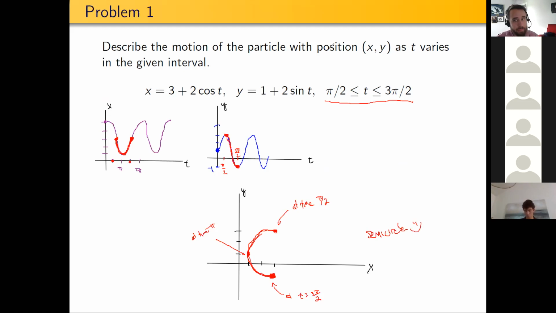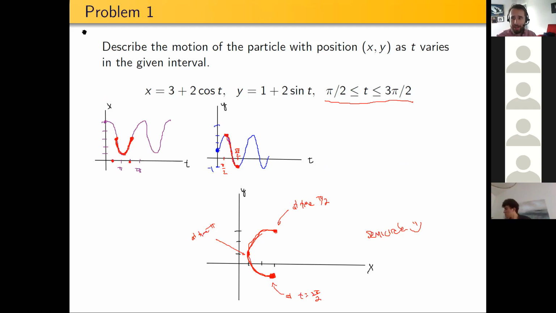Okay, so maybe first, any questions on graphing this picture, or taking these two pictures and combining them into this third picture down here? Any questions about any of that? Okay, cool. So a couple of things just to point out.